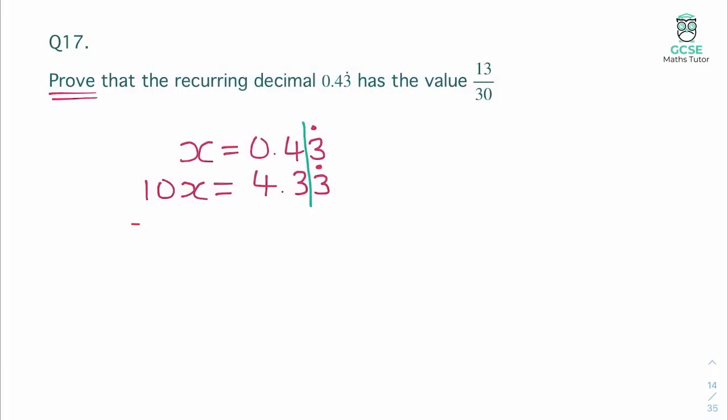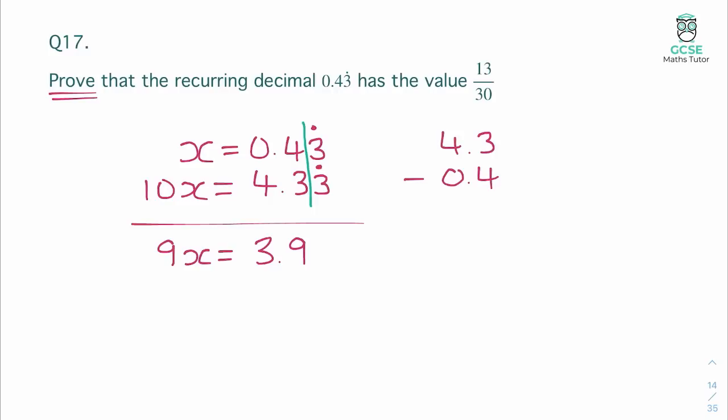So 10x take away x is 9x, and 0.4 taken away, or I should say 4.3 take away 0.4 is 3.9. Obviously that can get quite complicated sometimes, so just write it down to the side. 4.3 take away 0.4, and then obviously do your borrowing like that, and there we go. So 13 take away 4 is 9, 3 take away 0 is 3, so 3.9. Now I turn it straight into a fraction, so x is equal to 3.9 over 9.